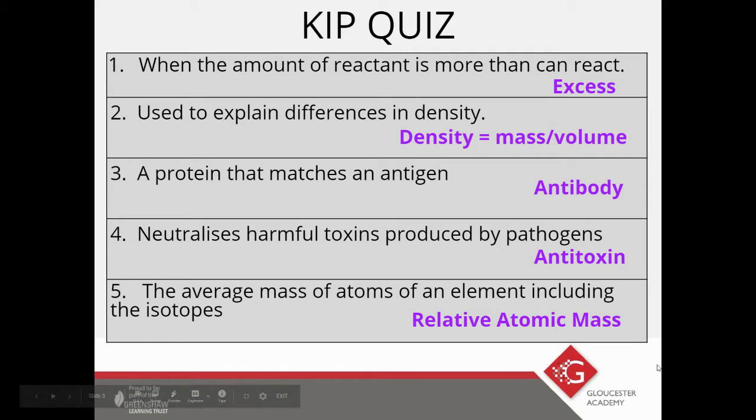Well done if you did get them all right. Remember, we're aiming for at least four out of the 5 right.